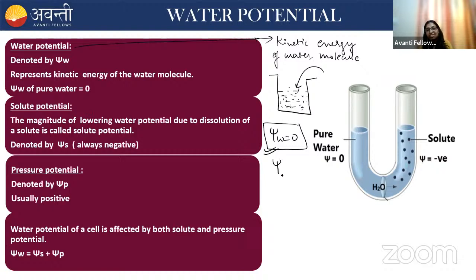Solute potential is denoted by psi s, and it is always negative. Remember this. Pressure potential is denoted by psi p and is usually positive. Static pressure is positive, but the pressure which is created in the water column in the xylem vessel, because of the transpiration pull, is negative.